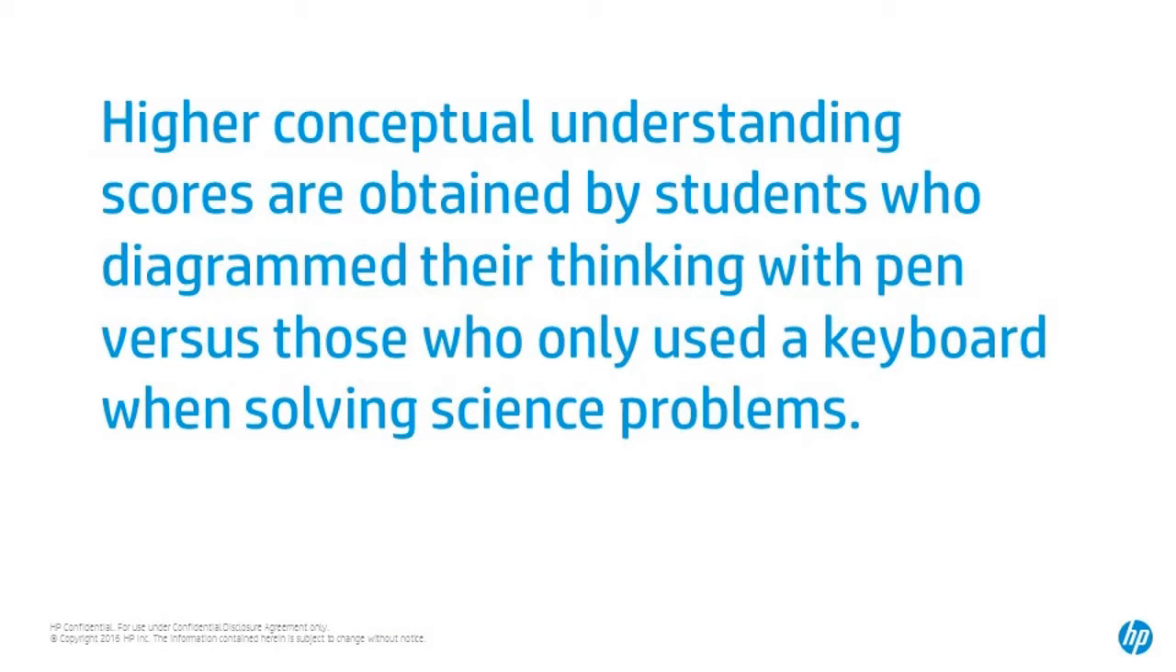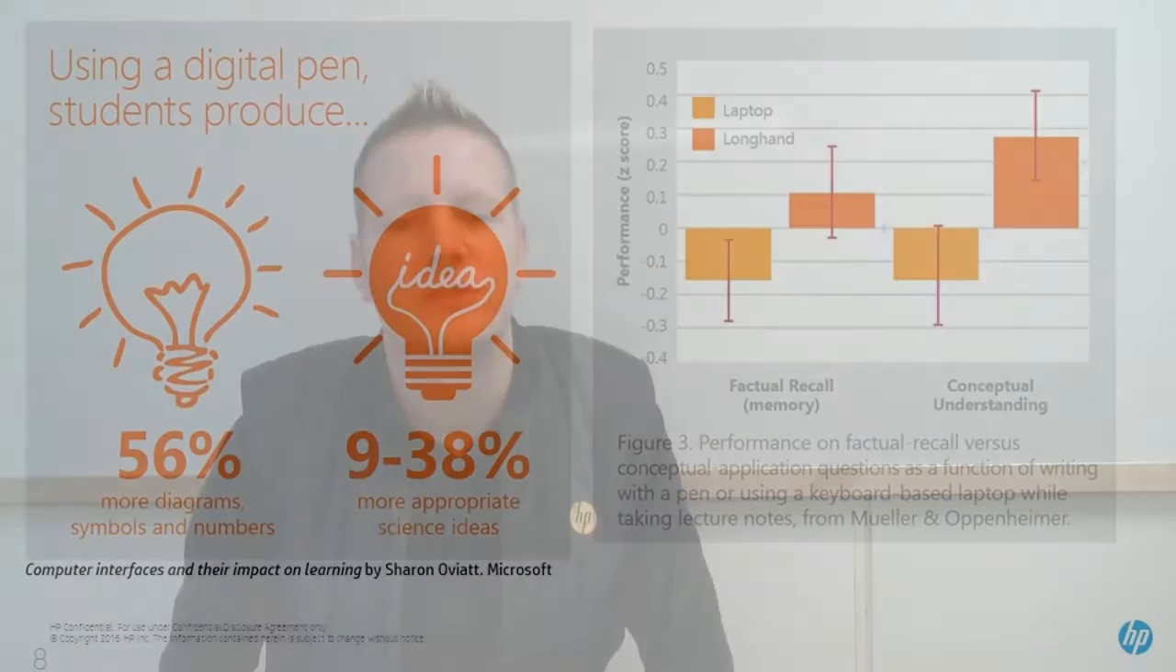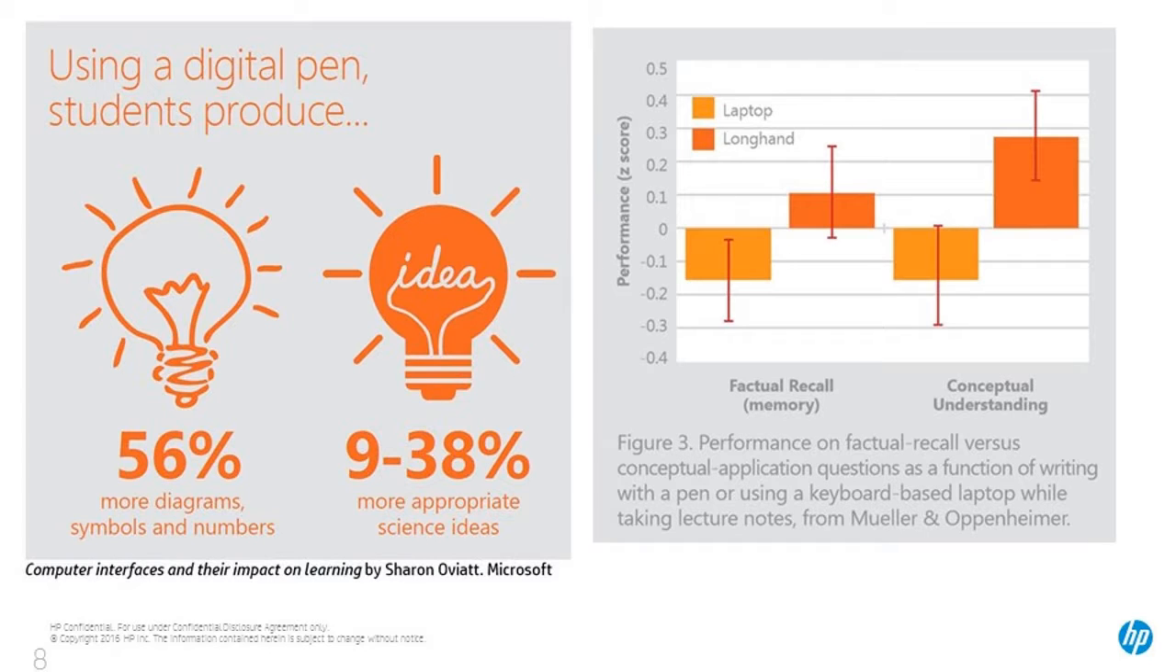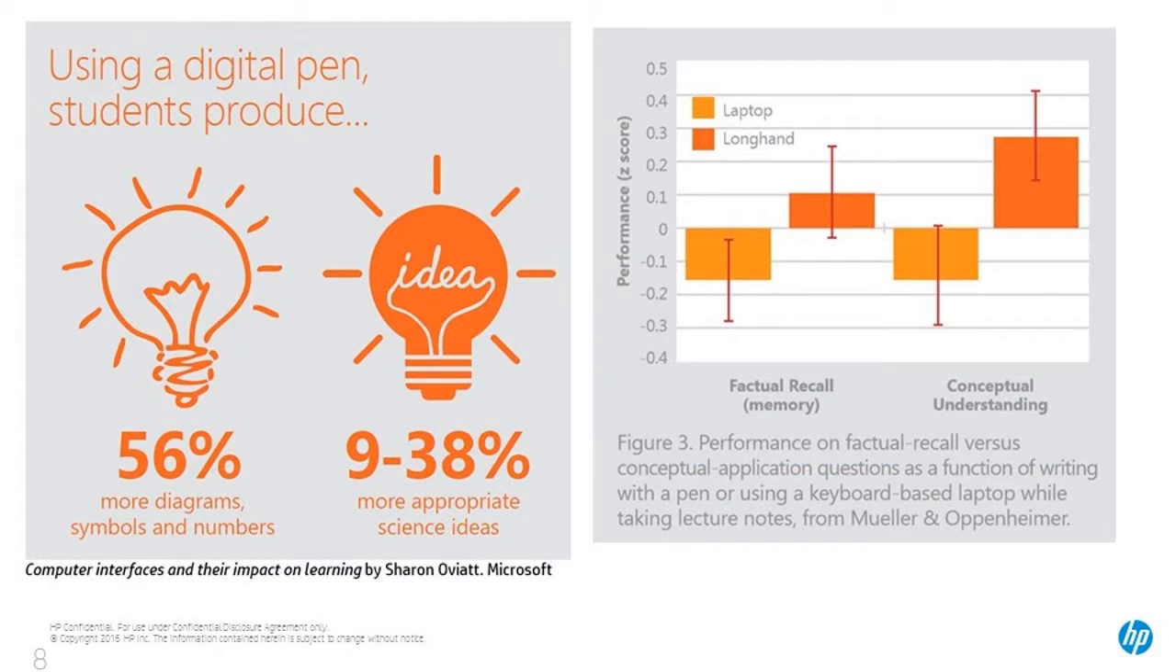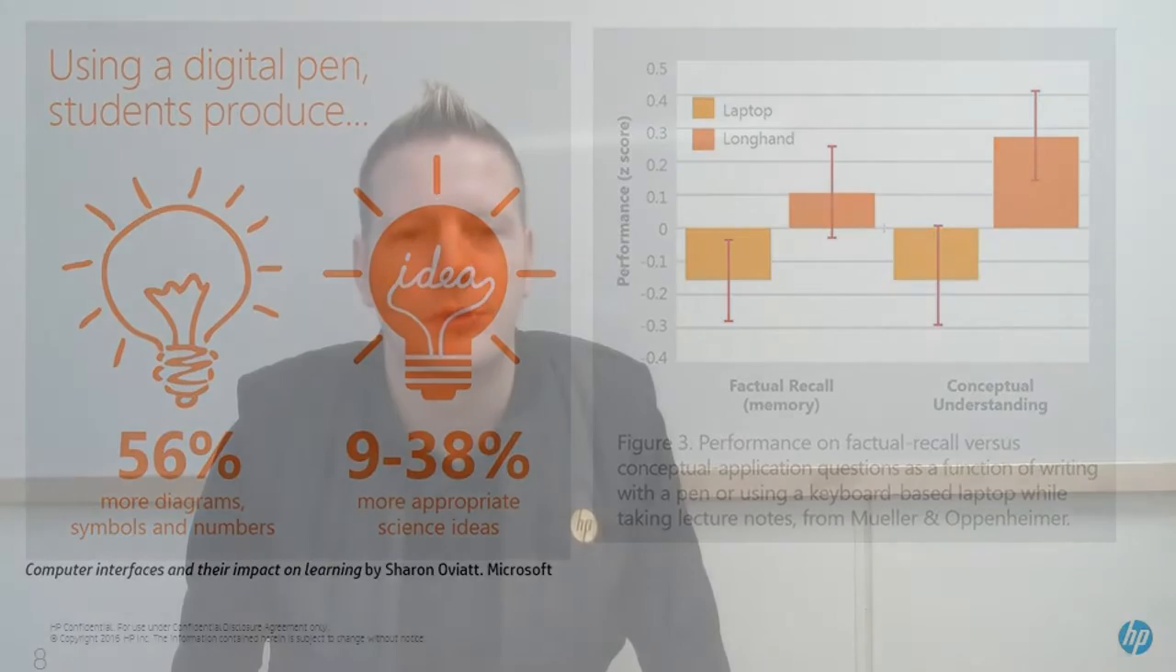Next quote here is about higher conceptual understanding scores are obtained by students who diagram their thinking with pen versus those who use the keyboard when solving science problems. And this is what we call digital inking. And the research, if we look at these models, you can see that actually by using a digital pen, the students are using more diagrams and they're also formulating their ideas with a higher rate. And the other model is actually showing about how you have some sort of memory recall and conceptual understanding. And you can see the comparisons between laptop and longhand. And as you can see, we actually found in science that it's not always the best way to use a keyboard because we have a way of actually writing that connects with how our brains are working.